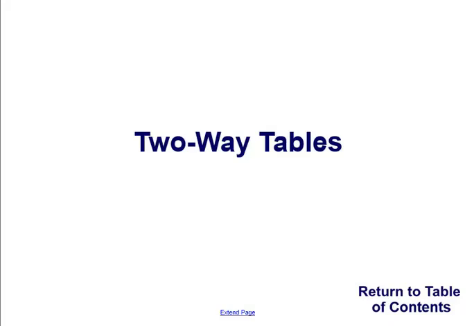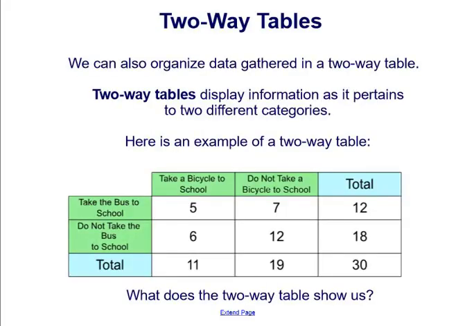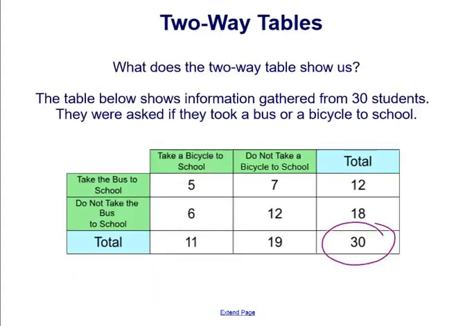Two-way tables. We can also organize data gathered in a two-way table. Two-way tables display information as it pertains to two different categories. Here is an example of a two-way table. What does the two-way table show us?